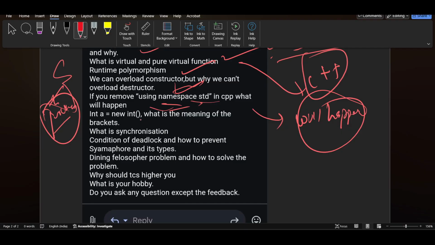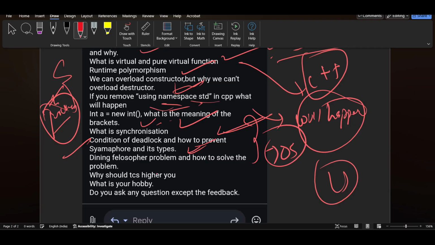Int a equals to new int. What is the meaning of the braces? Okay, what is synchronization? Okay, condition of deadlocks and how to prevent, semaphores and its types. So these are all the questions from operating systems. Dining philosopher problem and how to solve the problem. Okay, dining philosopher problem, it is also a common question.